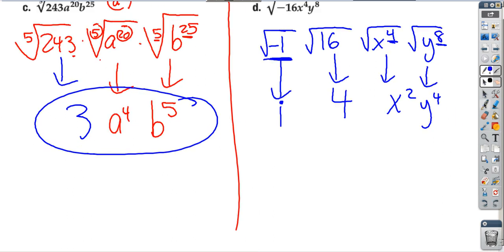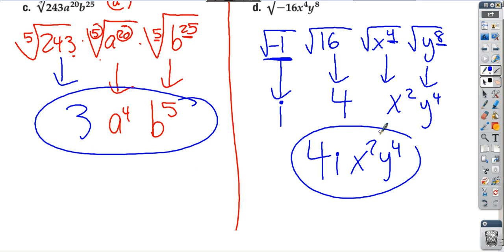The way that you could write this is usually the number goes in front, and then the i, and then those two variables. It's not wrong how we had it, although it would be kind of strange to put the i in front, like i4. It's usually written as 4i instead.